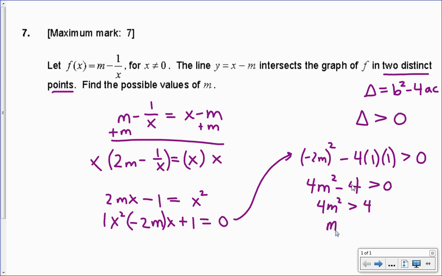M squared is greater than 1. This is a quadratic inequality that I can solve by square roots, as long as I remember that when I do the positive square root, I keep the sign, and when I do the negative square root, I flip the sign. And these are the possible values for m that would give us 2 distinct solutions when these functions intersect. And that's all.